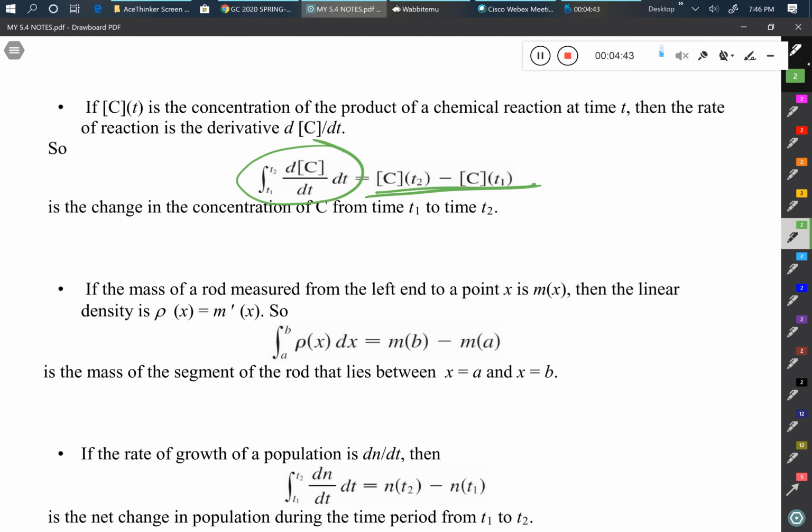So if C of t is the concentration of some sort of a product, and you can measure how fast that concentration is changing, then C of t2 minus C of t1 is going to be the net change, or the total change, increase or decrease, of whatever that concentration product C is.